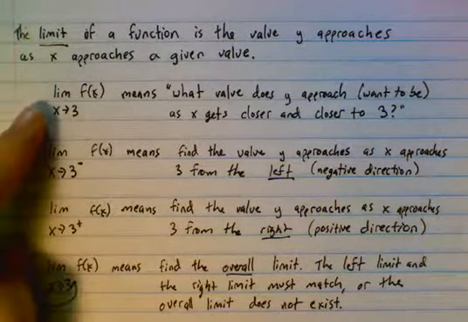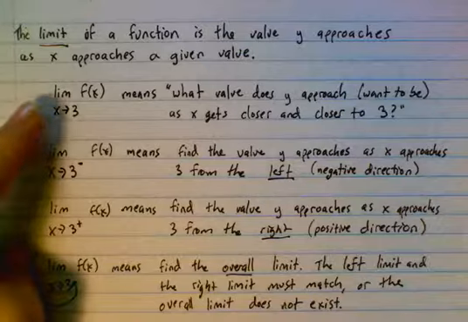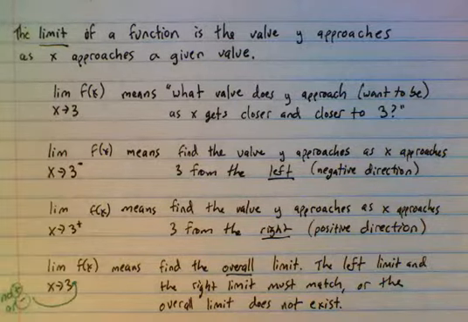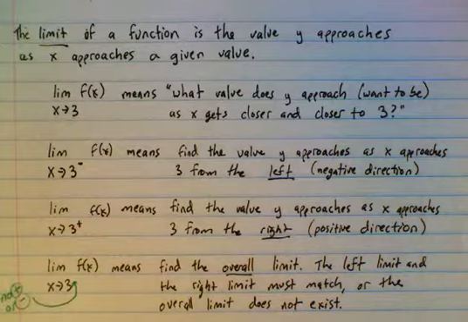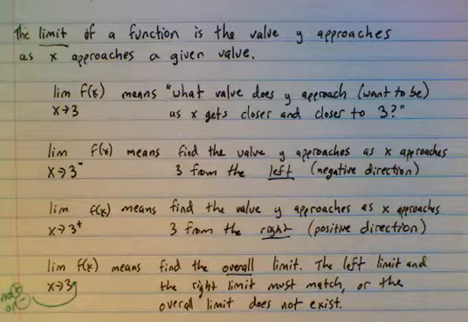The idea here is that as x gets closer and closer and closer to 3, what value does y approach? What does it want to be? So we're not interested in what y is when x is 3, but we're looking at what it gets really, really close to as x gets really, really close to 3.